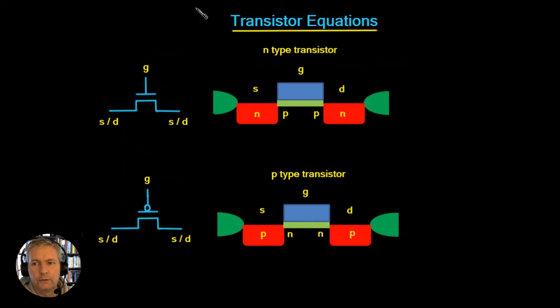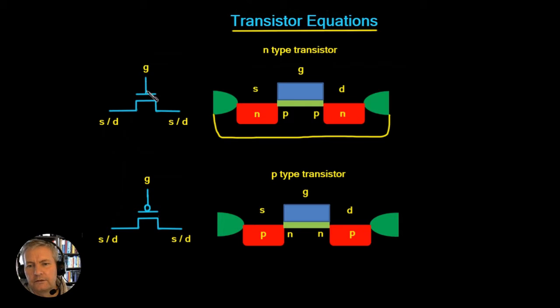Now let's go ahead and look at the transistor equations, which define how this transistor is going to work. Let's say, for example, we start off with a large P well. So this whole area here is P-type, and let's say the source and the drain are both N-type. Then we'll call this an N-type transistor. So the type of the transistor depends on the doping of the source and the drain.